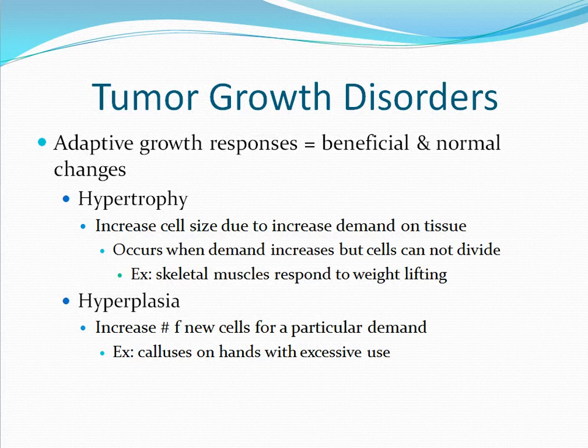Hyperplasia is another type of adaptive growth response. Hyperplasia is an increase in the number of new cells to meet a particular demand. For example, we develop calluses on our hands with excessive use.